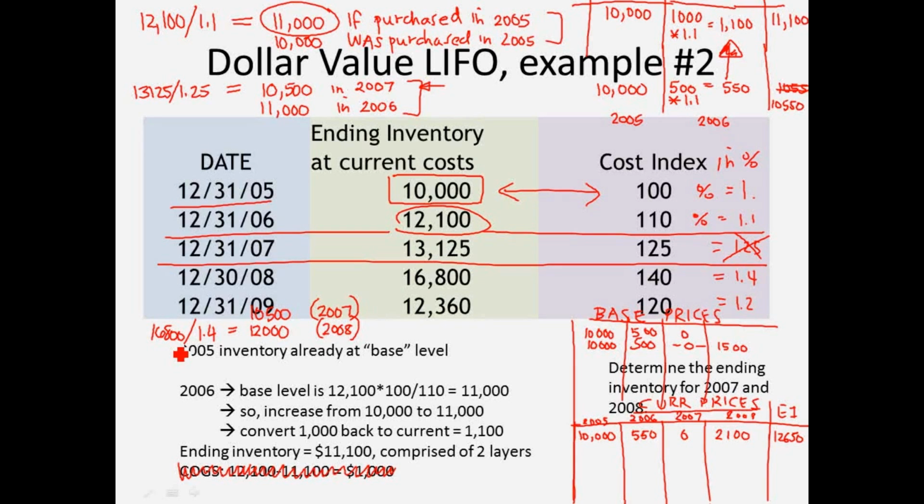Okay, so what do I do for 2009? I look at how much it would cost me to buy my stuff right now. That's 12,360. How much would it have cost hypothetically for me to buy that in 2005? 10,300. So that's 12,360 divided by 1.2. When I compare that to the 12,000 that I had last year, do I have more or less?